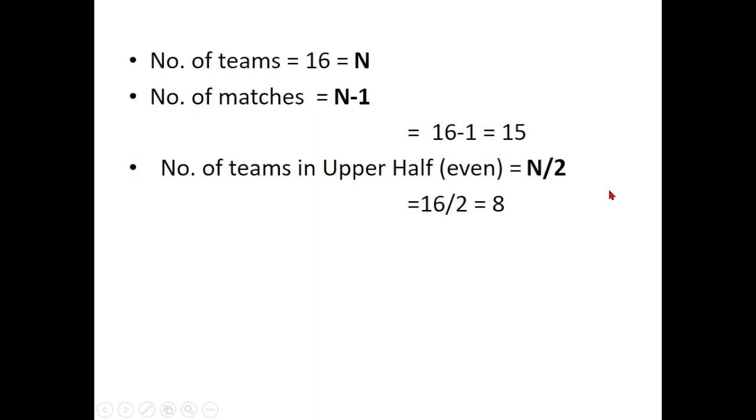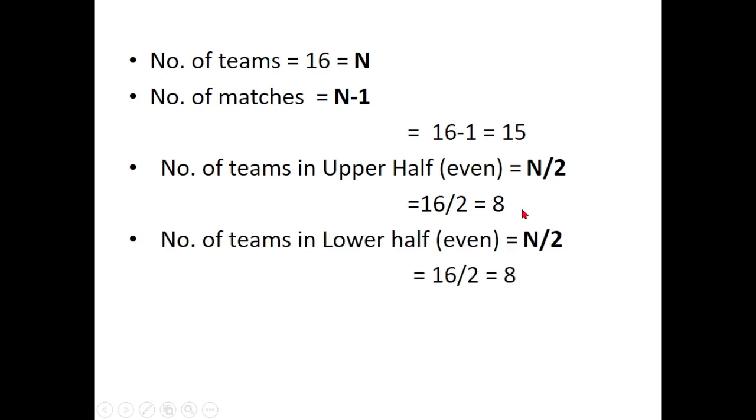Third is number of teams in upper half. This is even, so we are using the even formula. That is n by 2, 16 by 2 equals 8. Next is number of teams in lower half. This is even, so we are using this formula.